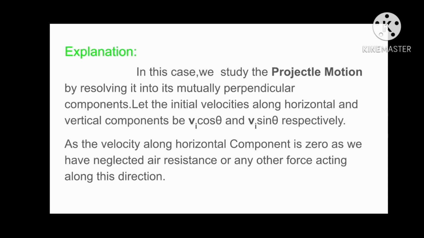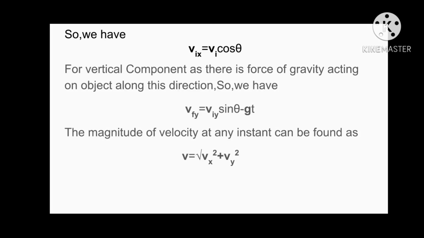Let the initial velocities along the horizontal and vertical components be vi cos theta and vi sin theta respectively. Actually, cos is used for the x component or horizontal component, and sin is used for the vertical component or y component. As the acceleration along the horizontal component is zero, as we have neglected air resistance or any other force acting along this direction, because if there is no force, then there would be no change in its velocity. So we have Vix is equal to Vi cos theta.